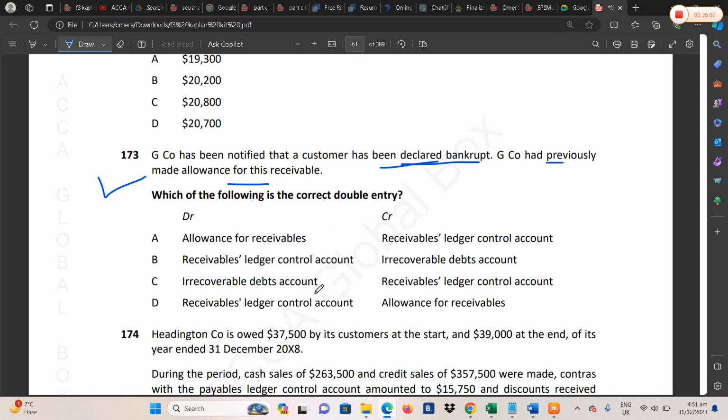So what is the correct answer out of these ones? This one. Allowance for receivable debit and credit receivable.